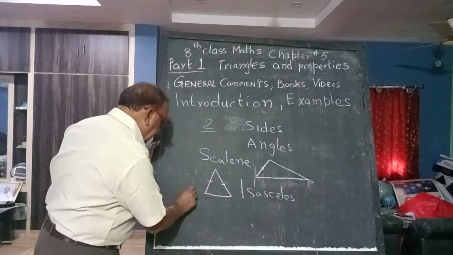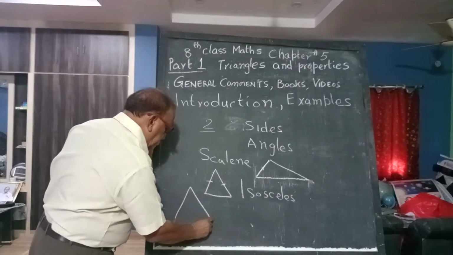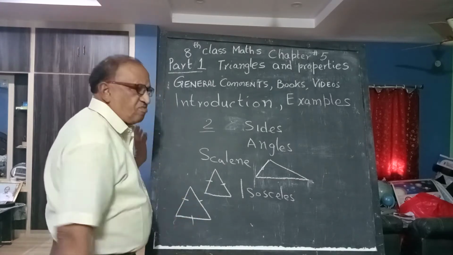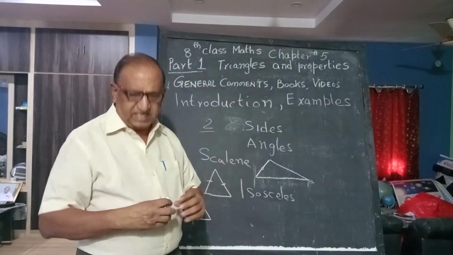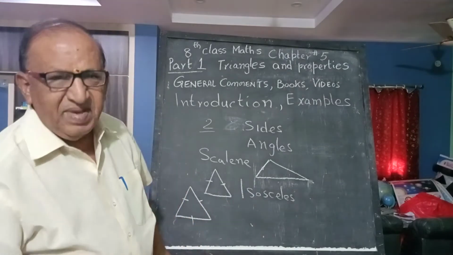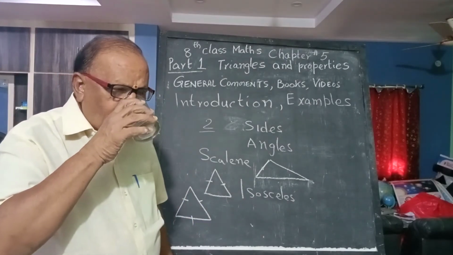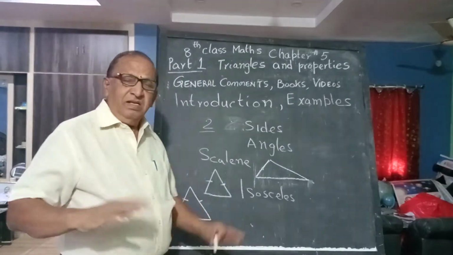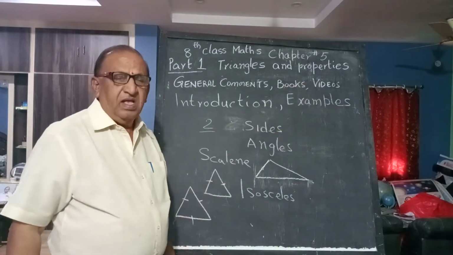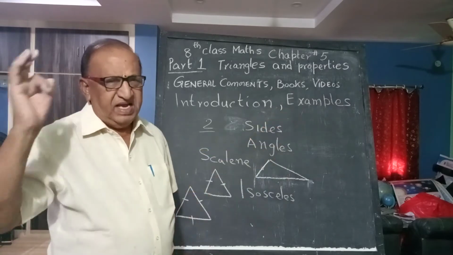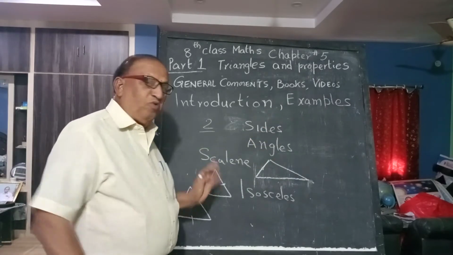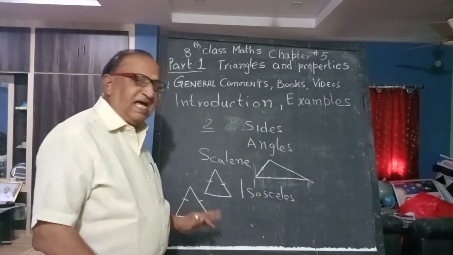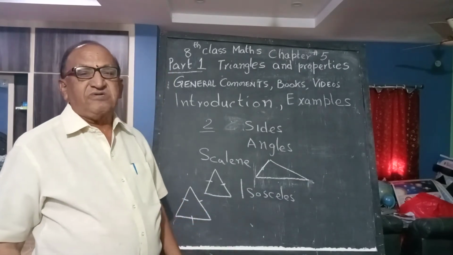Then you have what is called an equilateral triangle. Equilateral means all the three sides are equal. Then it is called an equilateral triangle. So, based on the sides, depending on the relation between the sides, if the three sides are different, then it's called scalene. If two sides are the same, then it is called isosceles. If three sides are the same, that is called an equilateral triangle.